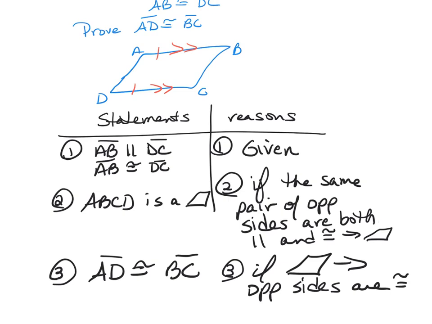So your proofs are going to be easy if you know your properties, if you know those theorems and their converses. So the proof on the quiz will be easy. It'll be something similar to this, where you're going to show that it's a parallelogram and then again show one of the properties.